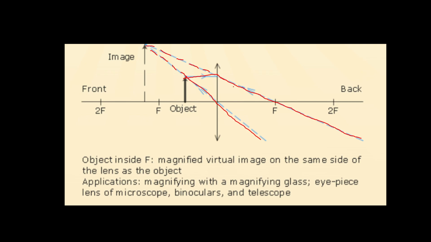So this is the only case where the image is virtual and erect. So the nature is virtual and erect. Now P, which is NPS, P stands for position, which is to the left of F, and size, it is enlarged, as you can see, compared to the object.